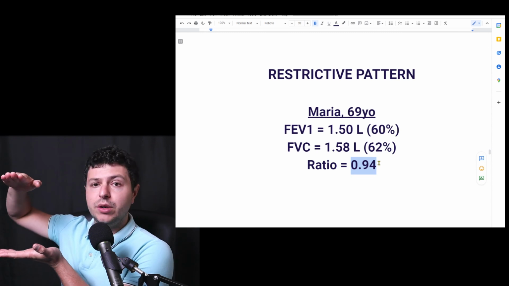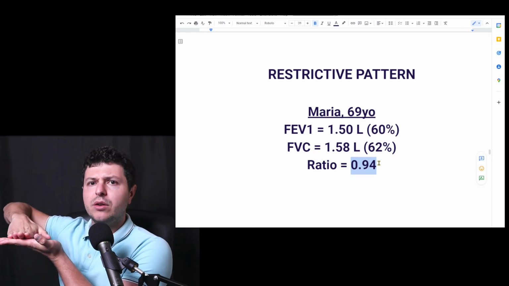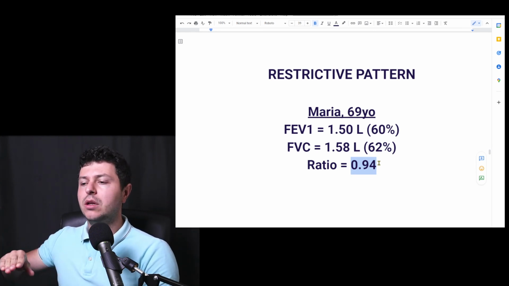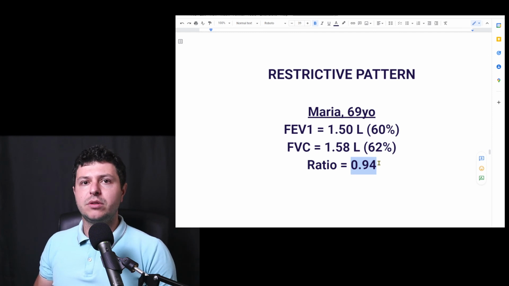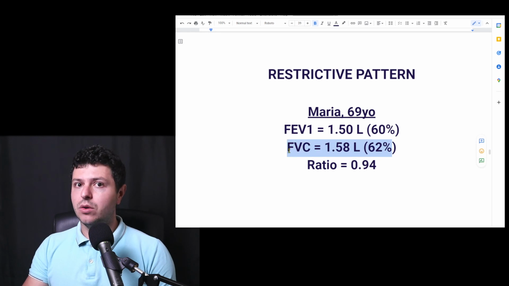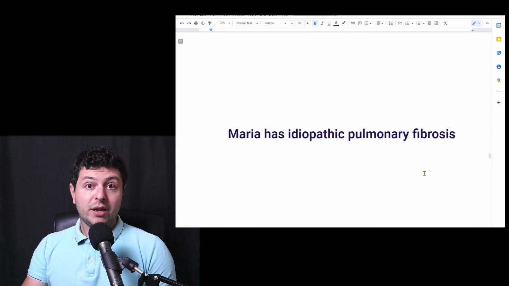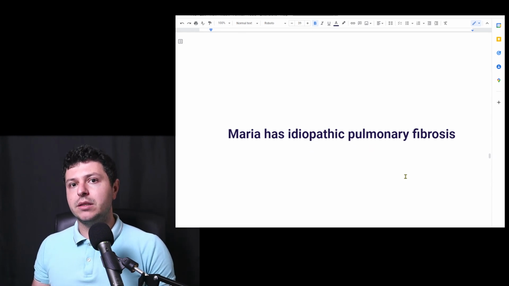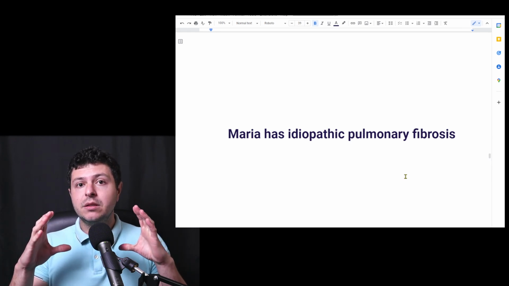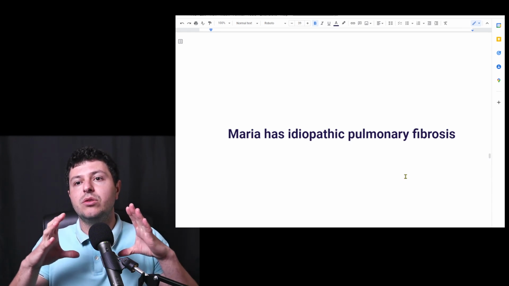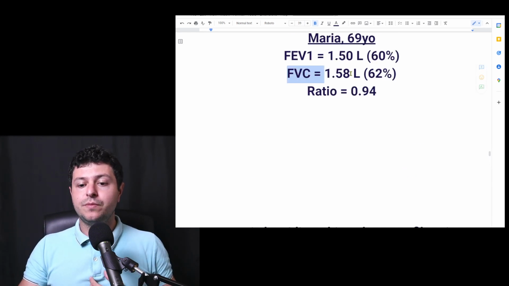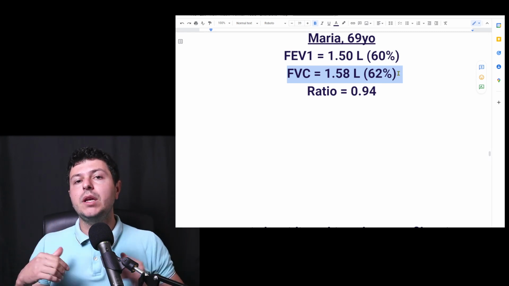So that means that for her, in the first second, she can get almost all the air out of her lungs. There's no obstruction there at all. So she can just breathe out all the air in the first second. But her total volume is low. Why is that? Maria has idiopathic pulmonary fibrosis. This is a condition in which the lungs become progressively scarred. And because they become hardened, they don't stretch out as much. They don't fit as much air any longer. And basically, this volume decreases over time. So it's a progressive condition.